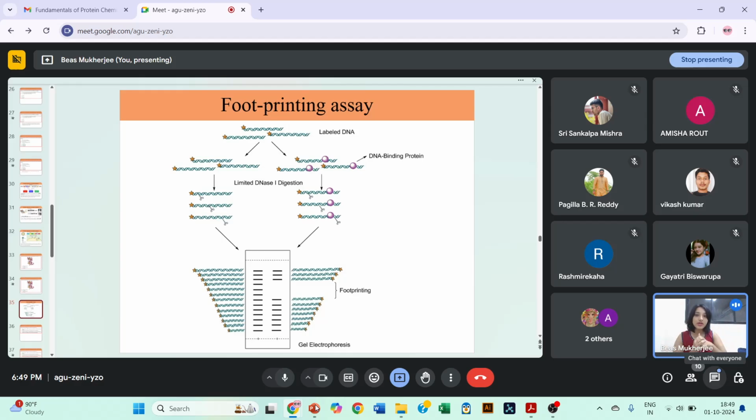Then you go for limited DNase 1 digestion. Limited means that partial digestion is happening. Complete digestion is not happening, so you are keeping it for a limited duration. Then you run it on a gel, and for the DNA that is not bound by any protein, you can see small fragments for the entire length of the DNA. But for the region where you have this footprint, the rest of it forms tiny fragments, but the footprint will be relatively bigger. So now we select that footprint and go for sequencing.